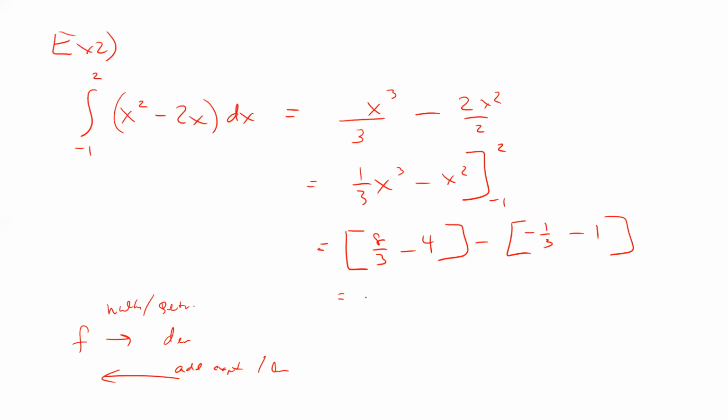Well, 8/3 minus... no, plus 1 more third. A third is 9/3, which is 3. And then -4 plus 1 is -3. So it's 9/3 minus 3, which is 0. So the answer is 0. Bummer. Wait, no, that's what I was saying.